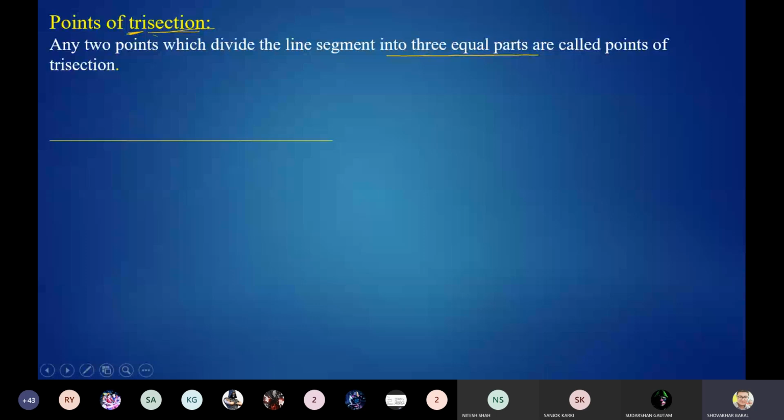Any 2 points, suppose it's a line segment, sir. Suppose this is a line segment. Draw this figure also, okay? Suppose this is a line segment AB. If I have to divide this line segment into 3 equal parts, 3 equal part मा divide गर्नु पर्यो भने यसलाई कति ठाउँमा काट्नु पर्छ होला यो लाइन सेगमेन्टलाई? 3टा पिस बनाउनको लागि कति ठाउँमा काट्ने?